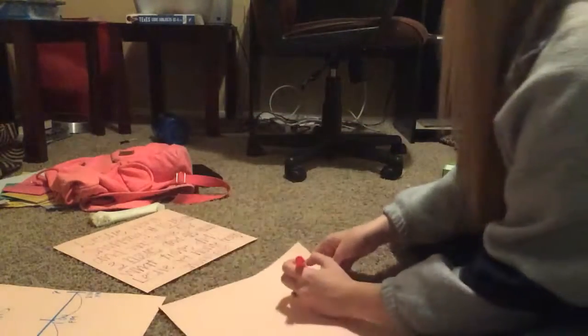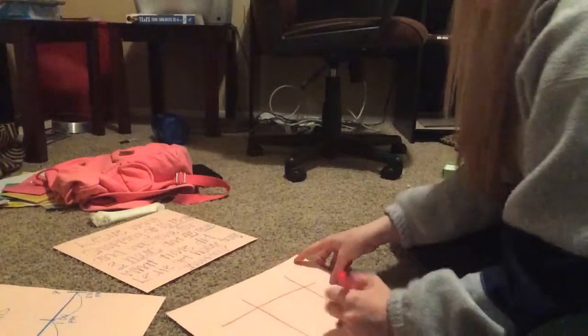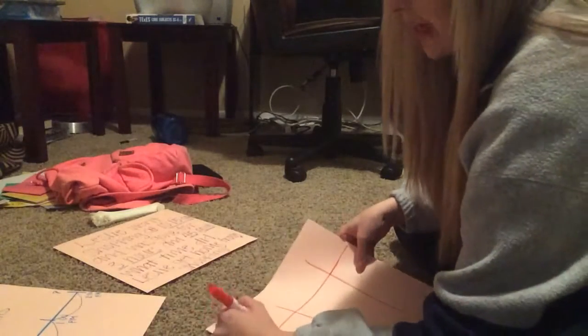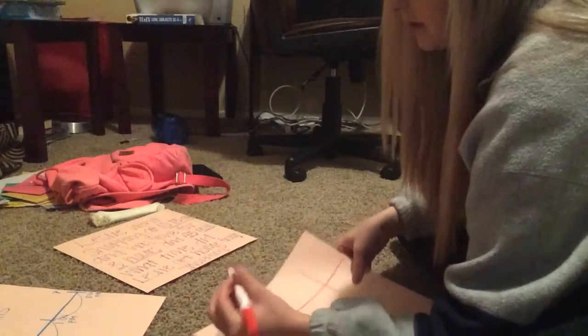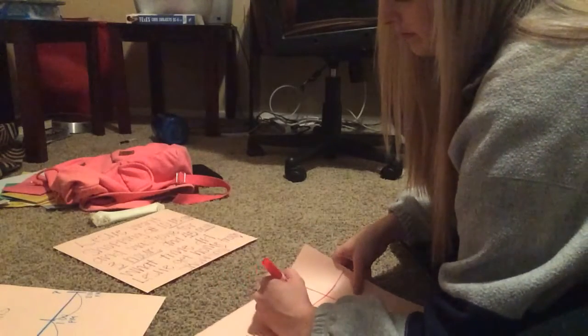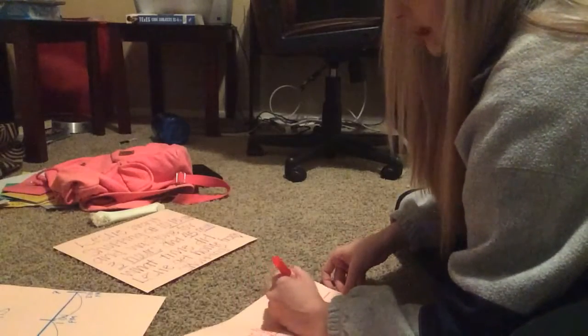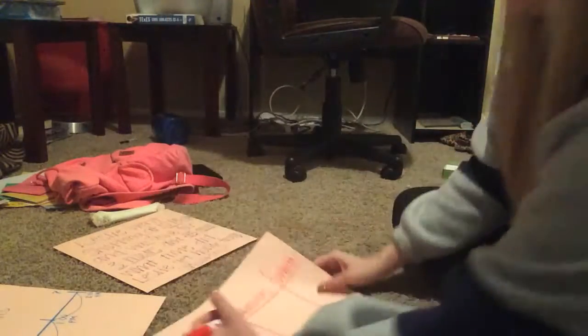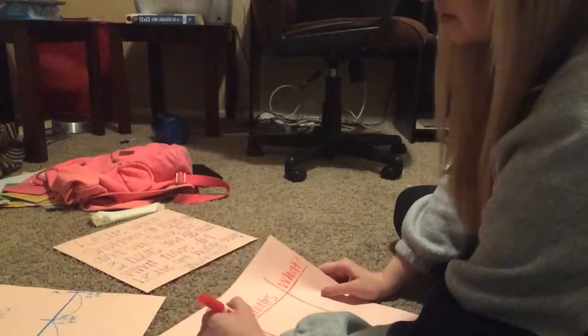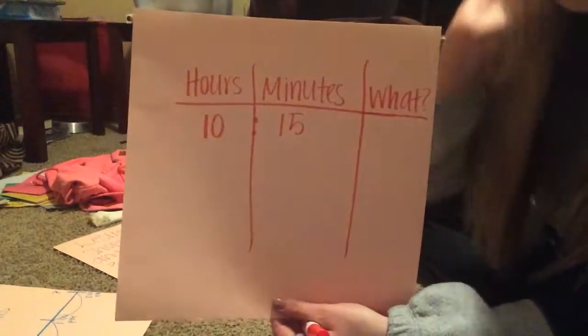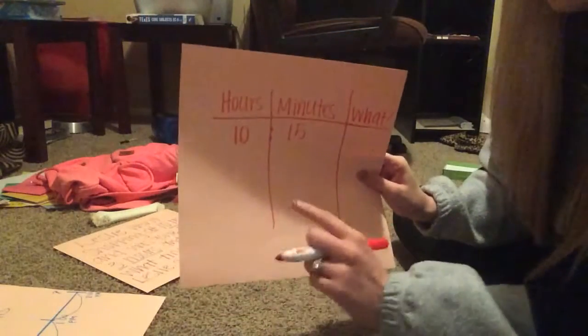So the next way that I'm going to show you how to solve this problem is going to be with a base 60 chart. So I'm going to draw a chart right here. Okay, it's going to be hours in our first column, minutes in our second, and what in our third. So what are we doing? Well, we know that we start at 10 in the hours, 15 in the minutes, so hours and minutes, 10, 15, and we need to add 3 hours and 45 minutes to this.